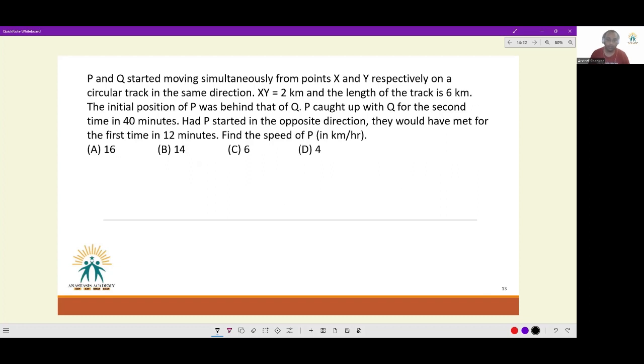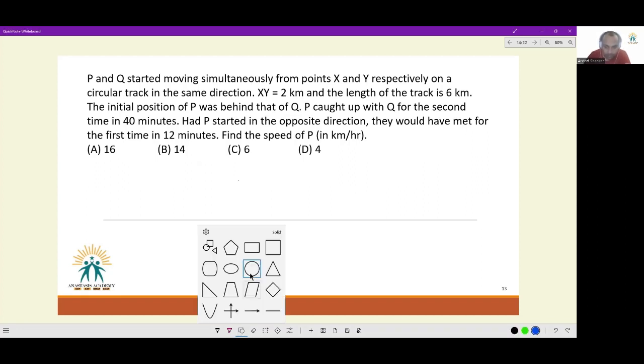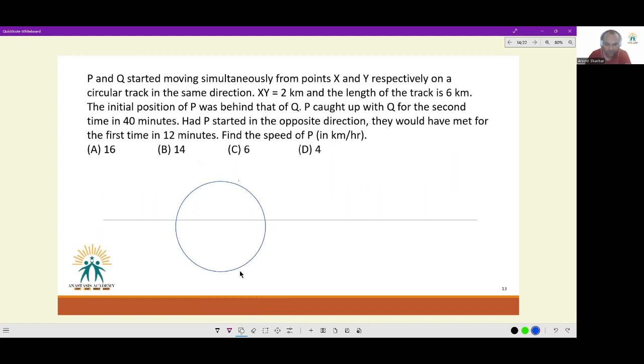Next question. P and Q started moving simultaneously from points X and Y respectively on a circular track in the same direction. Let me have a circle drawn first. This is P. XY is 2 kilometers and the length of the track is 6 kilometers. So let's say this point is X and this point is Y. 2 kilometers and 6 kilometers, this is 1/3 the distance. Y is here and Q is here.